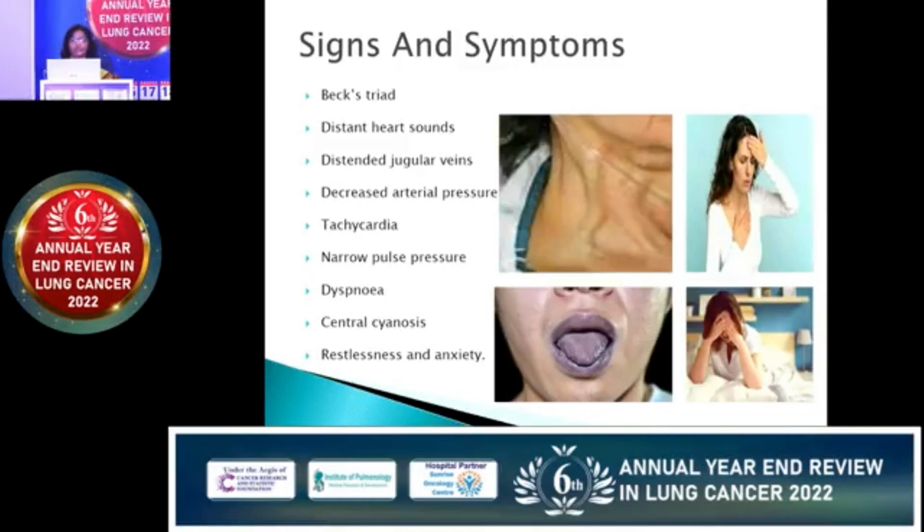What are the signs and symptoms of cardiac tamponade? You have to remember 3 Ds. That is distant heart sounds, distended jugular veins. Here you can see in the figure. Then there will be decreased arterial pressure, tachycardia, narrow pulse pressure, dyspnea. You can see central cyanosis, that's in the mouth you can see, and restlessness and anxiety in the patients.